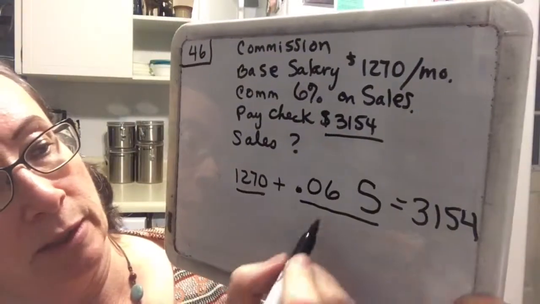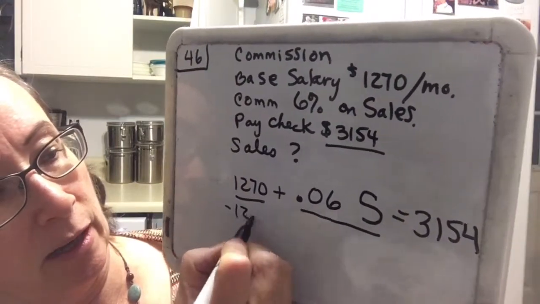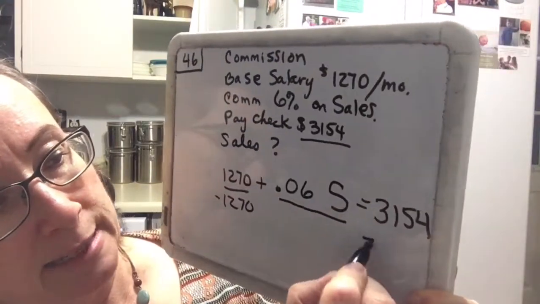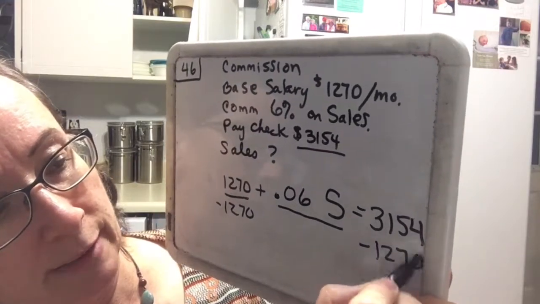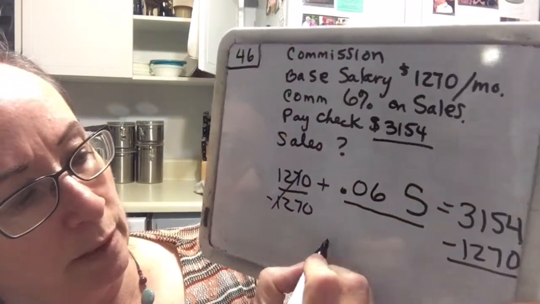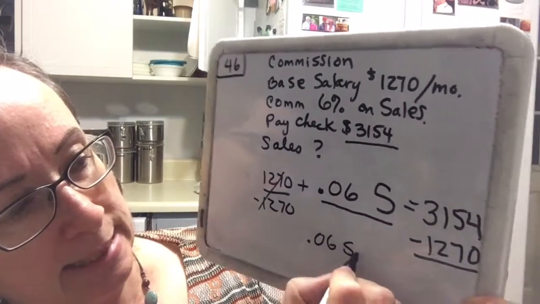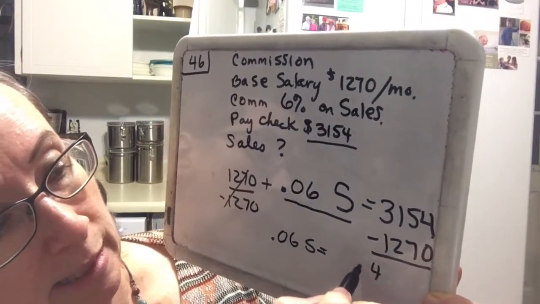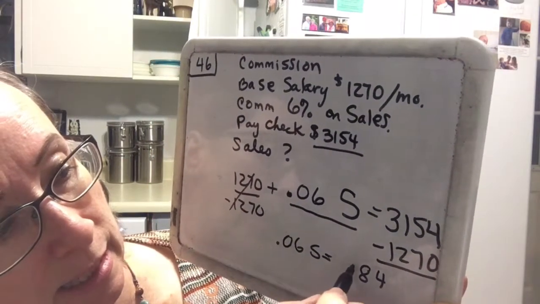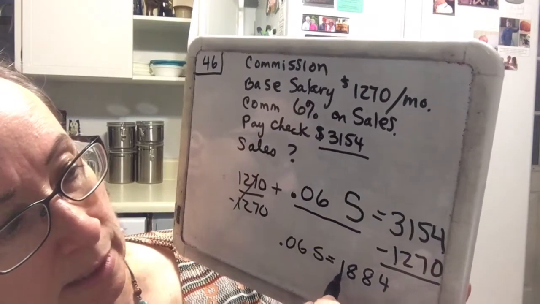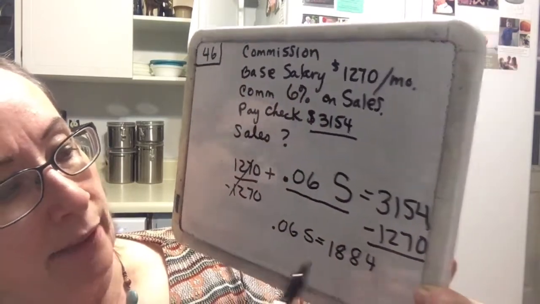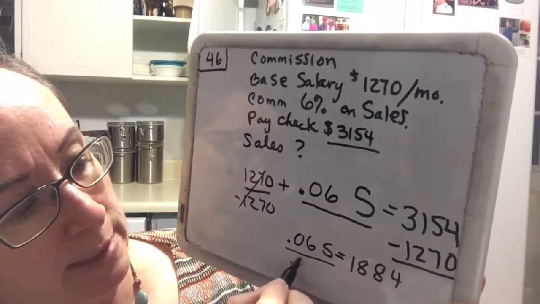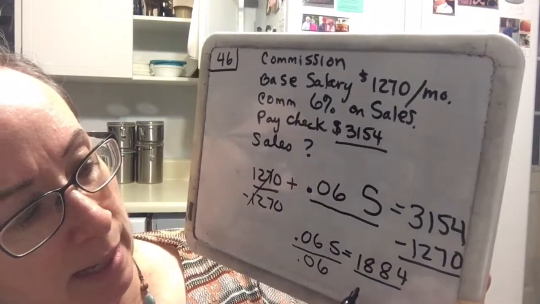So the first thing we're going to do is try to isolate this variable, take away our $1,270 here and take away our $1,270 on this side, and so we end up with 0.06 S. We subtract and we get a 4 and an 8 and an 8 and a 1. Okay, I'm pretty sure I did that right. And then we're going to divide by 0.06 and divide by 0.06. So I'm going to get my calculator here. I'm going to check that and then do that division.